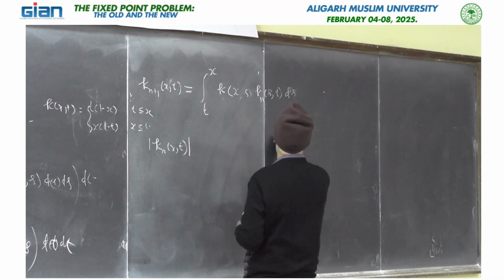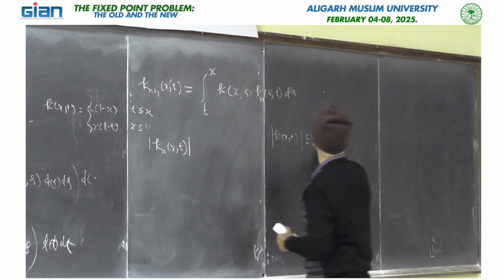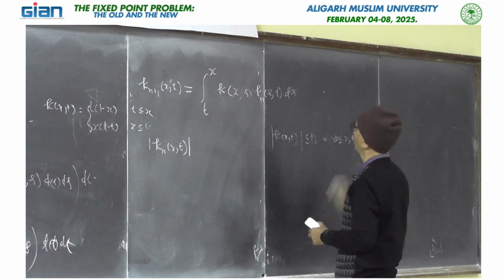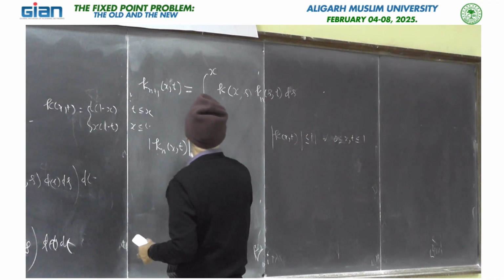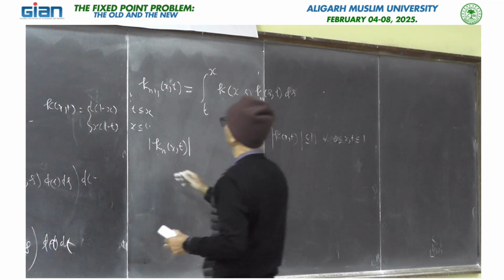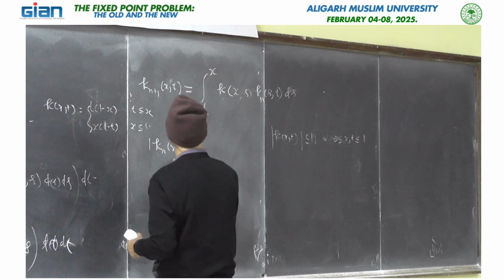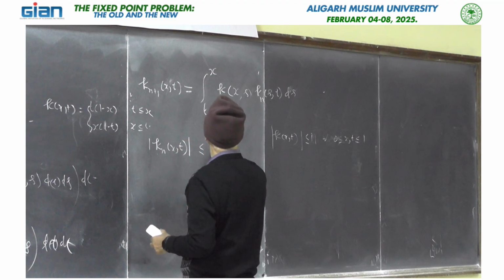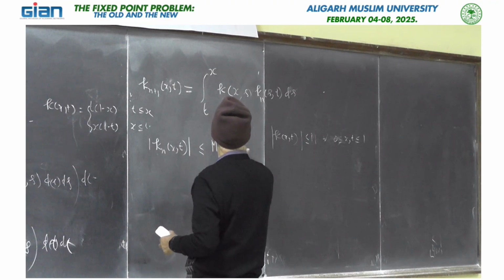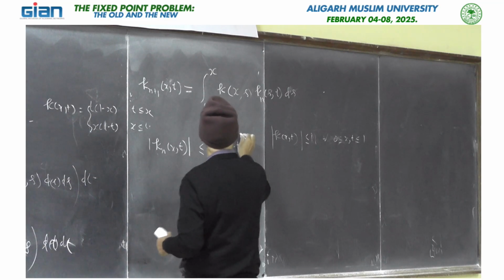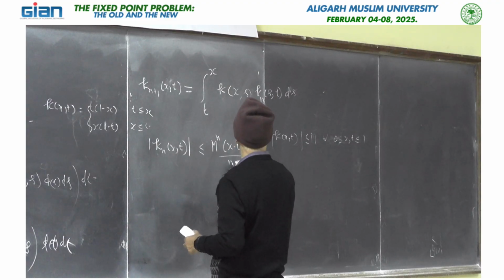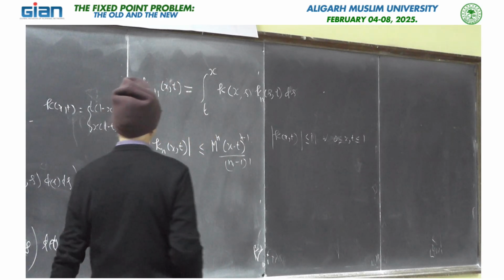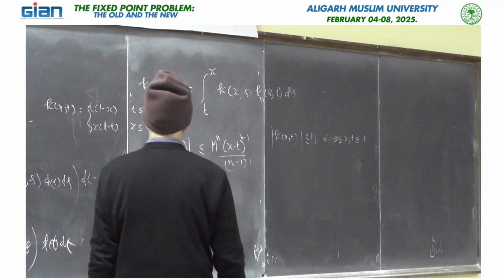So, |K(x,t)| is less than or equal to M for all 0 less than or equal to x, t less than or equal to 1. Then what do we get? We will have this estimate: M to the power n, |x-t| to the power n-1 over factorial n-1. I think that is what I should get. Okay, so let us see this.